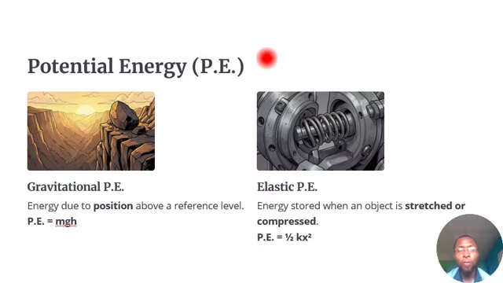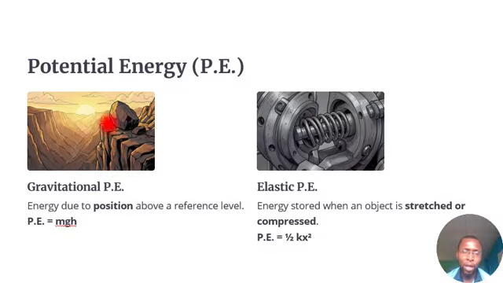All right. Now we have forms of energy. We have potential energy. Potential energy is energy due to position, and it's classified into two: the gravitational potential energy and the elastic potential energy. The gravitational one is energy due to position above a reference level. Look at this stone here. The energy of this stone at this height is gravitational potential energy, because by the time it falls, it will be falling with an acceleration due to gravity.